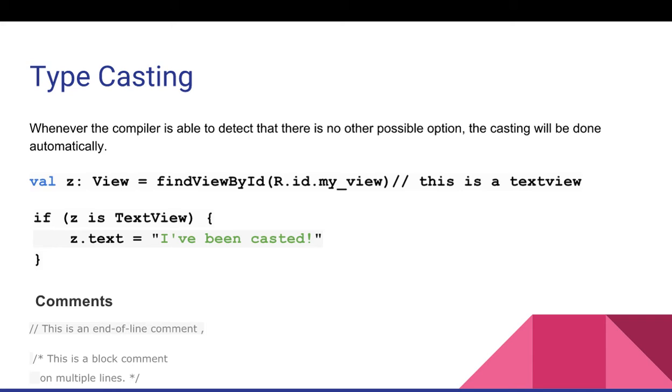And one more thing, friends, is comments. In other programming languages like Java and C++, we sometimes use comments. If you want to write a comment for a single line, we use a double forward slash. If you want to write multiple line comments, then we can use it like this.